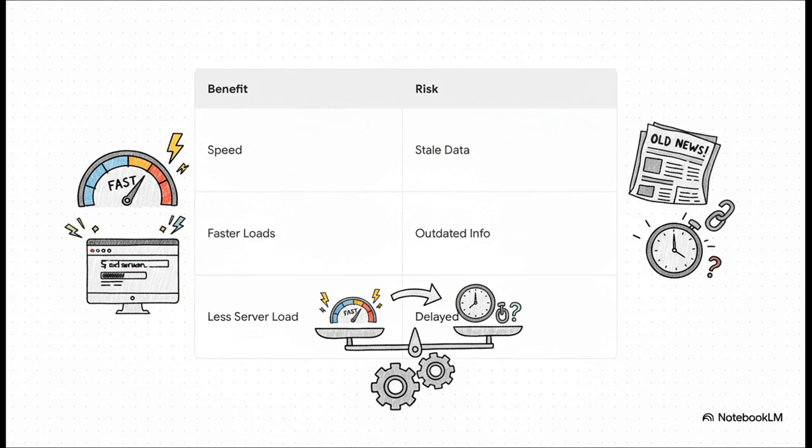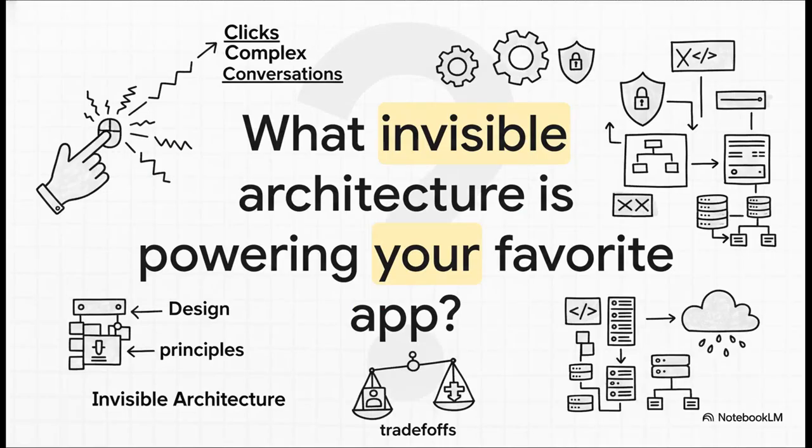The benefit of caching is obvious: incredible speed. But the risk is that your users might see stale, outdated data. A cached news article isn't going to show you the latest breaking update. This is the constant balancing act for web architects: how to maximize speed without sacrificing accuracy. And there's no single right answer. It's always a trade-off.